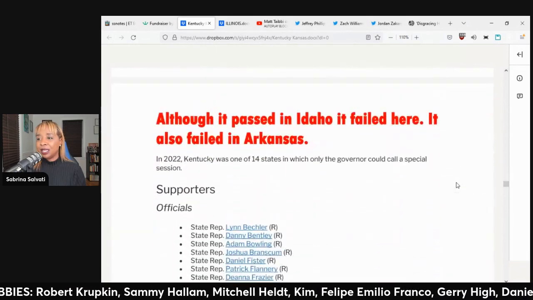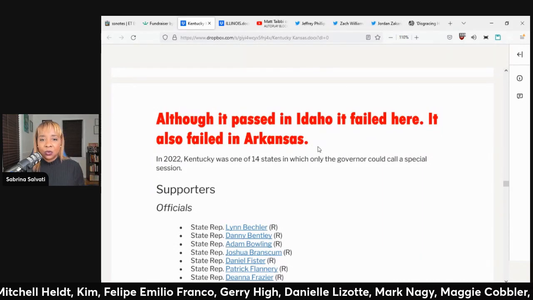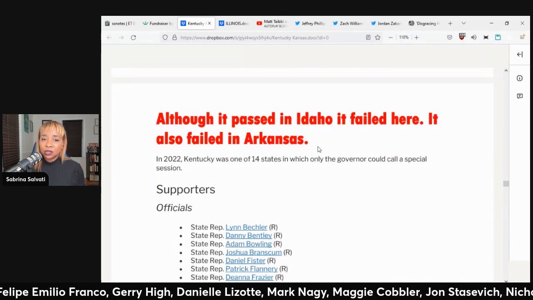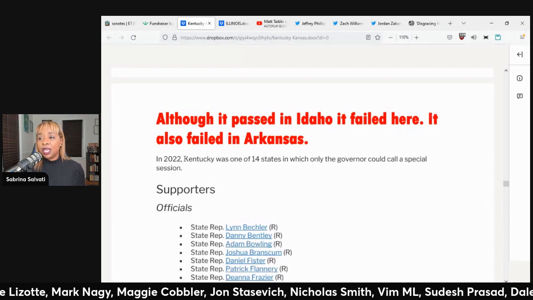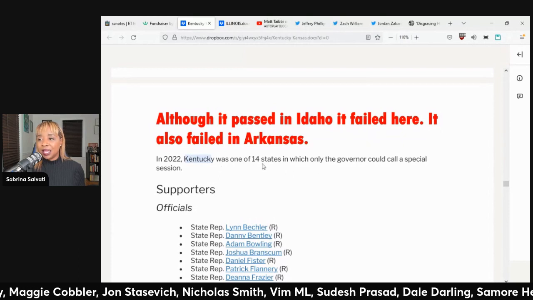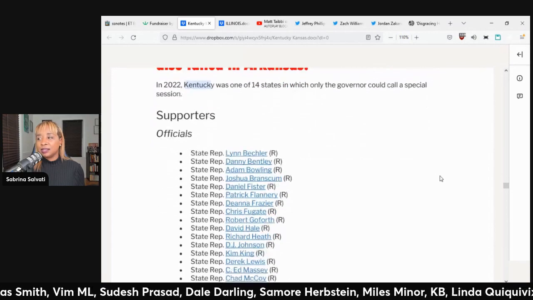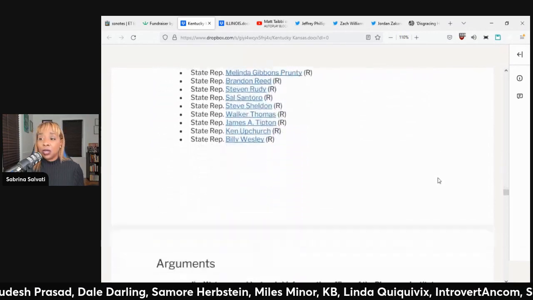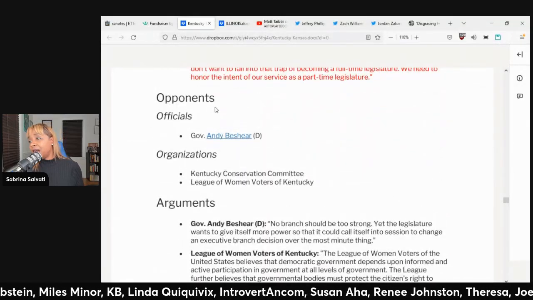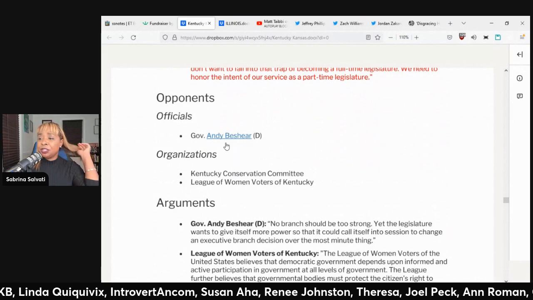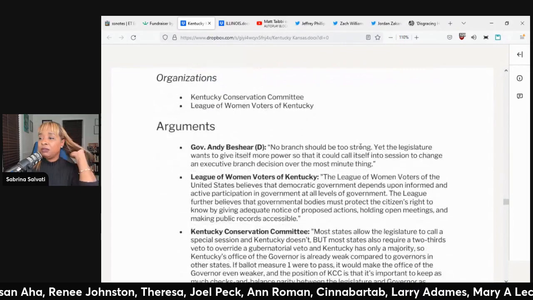So that's Kentucky. And quick note here from Roger as well. Although it passed in Idaho, it failed here. It also failed in Arkansas. In 2022, again, Kentucky is one of 14 states in which only the governor could call a special session. So hopefully you learned something new here tonight. Who opposed that? Governor Andy Beshear, organizations, Kentucky Conservation Committee, League of Women Voters of Kentucky.